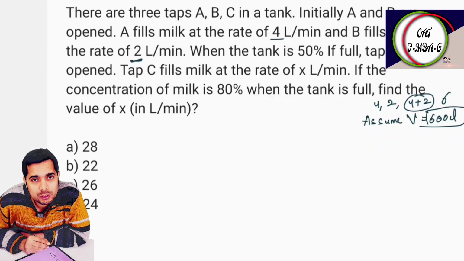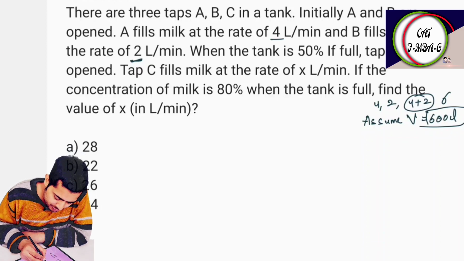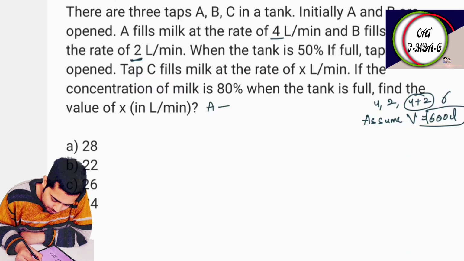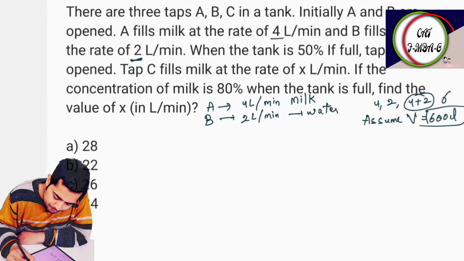You can assume V also, but calculations are going to become a bit harder for you, and then the question is going to be a bit more time consuming. So let's say volume is 600 liters. It is given that A fills, what is the rate of A? 4 liter per minute. Milk. Rate of B is 2 liter per minute, but it is water. Also it is given when 50% is full.